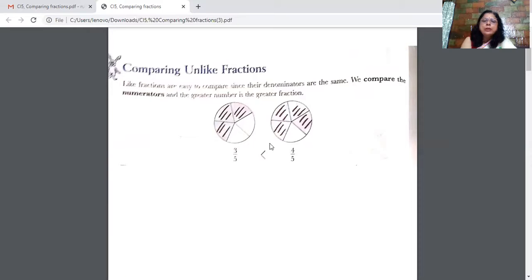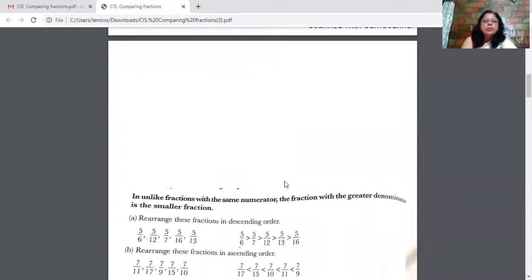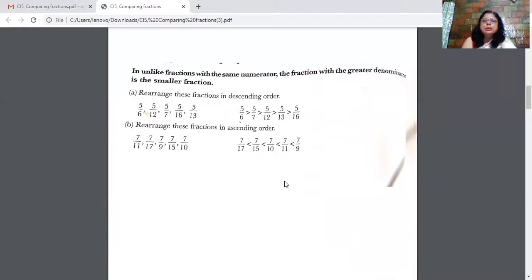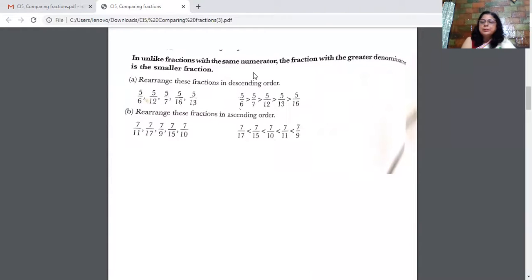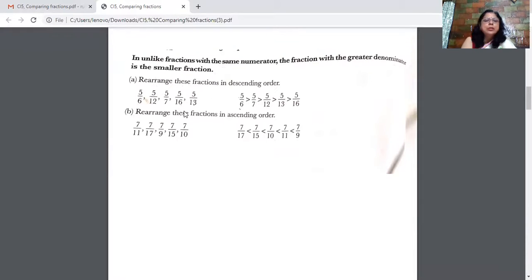So for any like fraction, that is with the same denominators, if the numerator is greater, the fraction is also greater. Now unlike fractions with the same numerator but different denominators, this we can do directly. Like fractions, we can directly say which is greater. Even in unlike fractions with the same numerator, we can say which is greater, which is smaller directly.